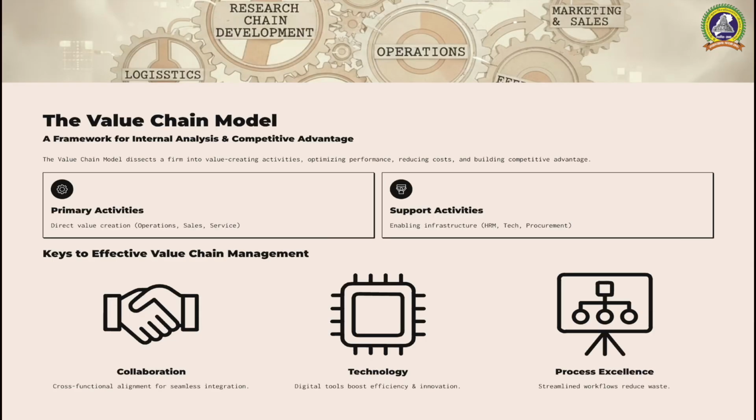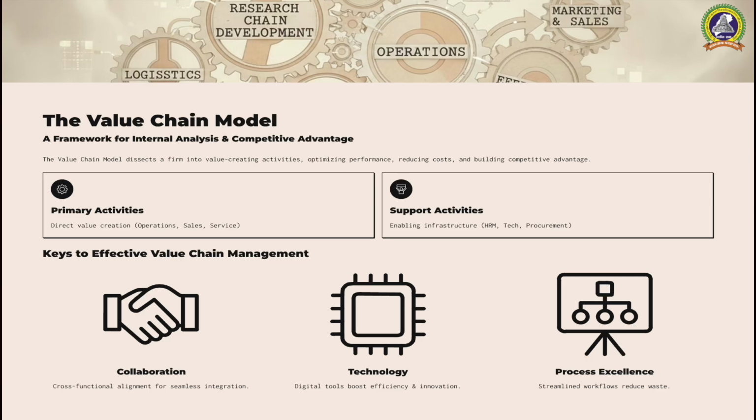Now, let's review the value chain model. This is a powerful internal analysis tool. It breaks a firm down into its key value creating activities, which are divided into primary activities like operations, marketing, and services, and support activities like HRM, technology, and procurement.